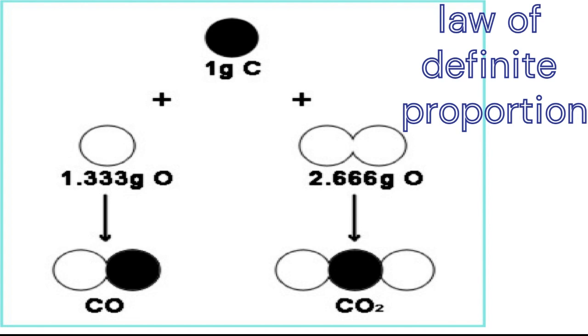For example, carbon and oxygen can combine to form two different compounds, carbon monoxide, CO, and carbon dioxide, CO2. The ratio of carbon to oxygen in carbon monoxide is 1 to 1, while the ratio of carbon to oxygen in carbon dioxide is 1 to 2. This law applies to all elements that can form multiple compounds.